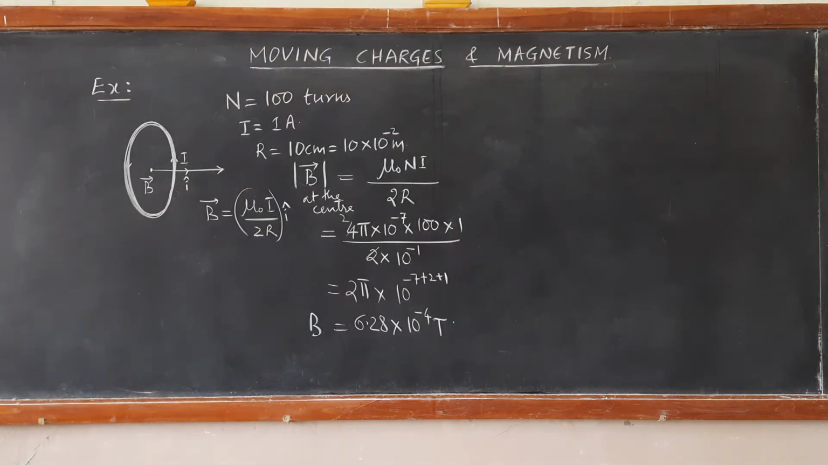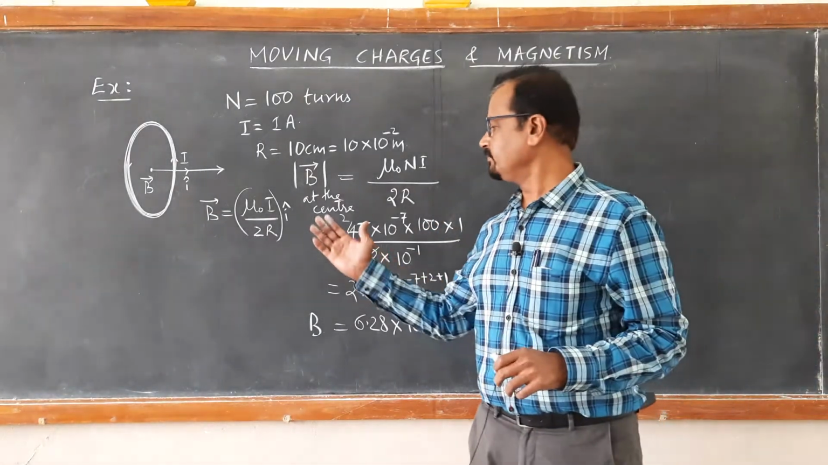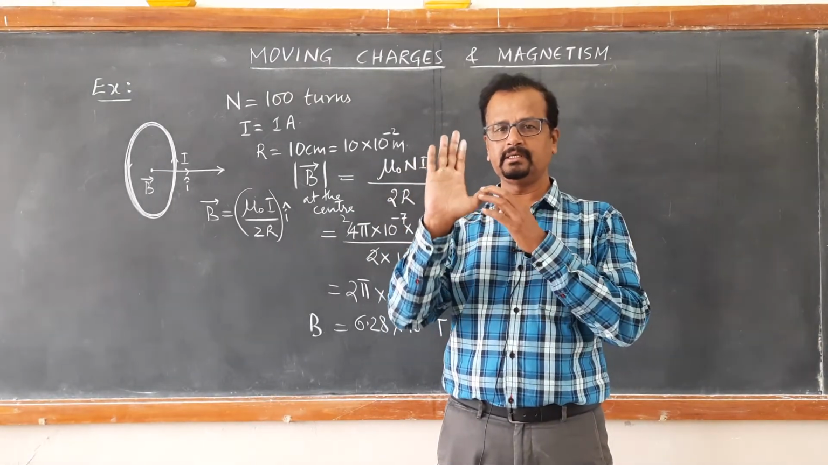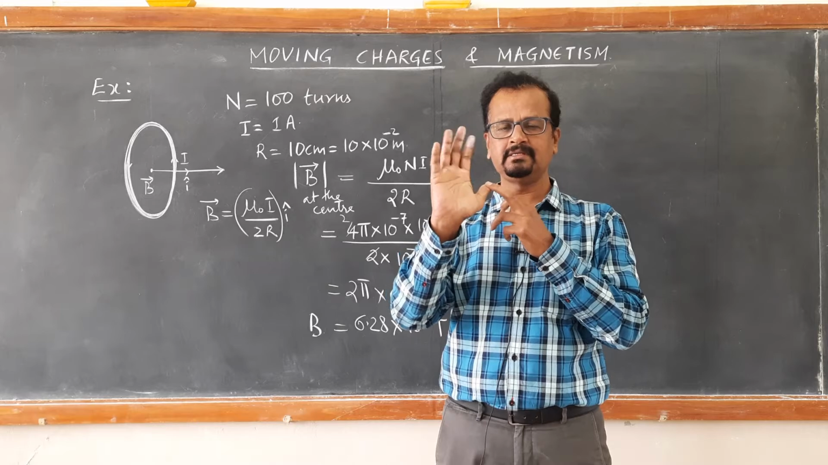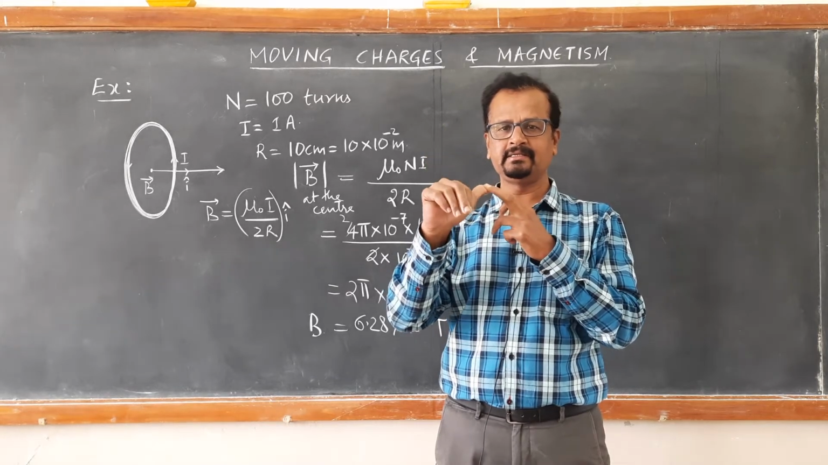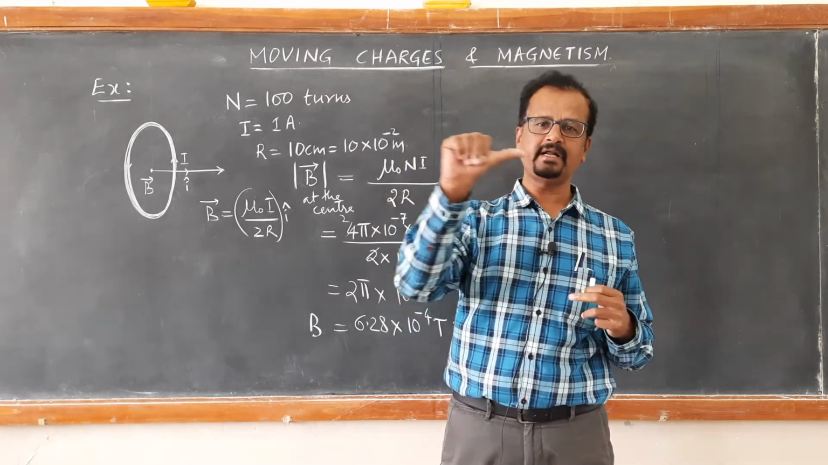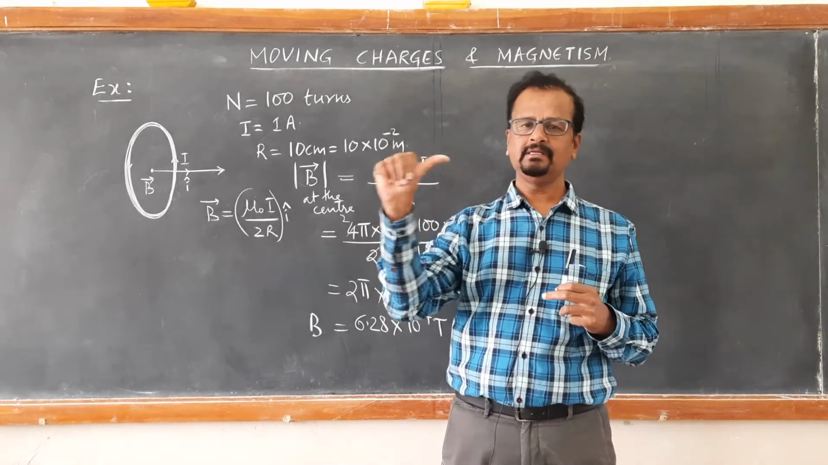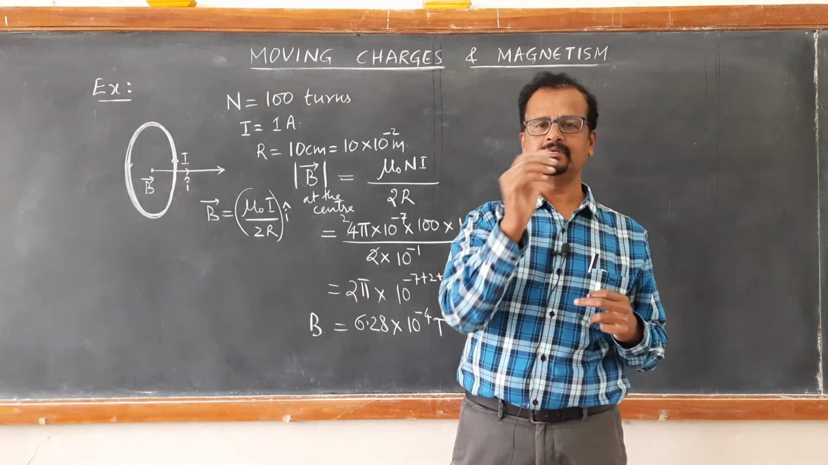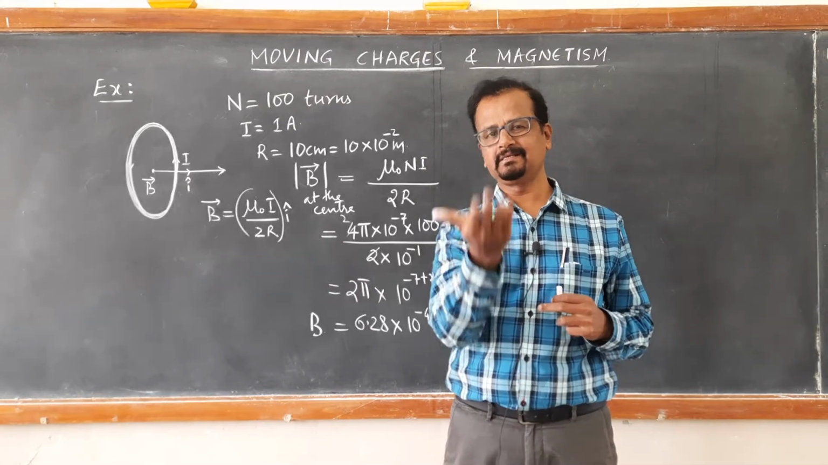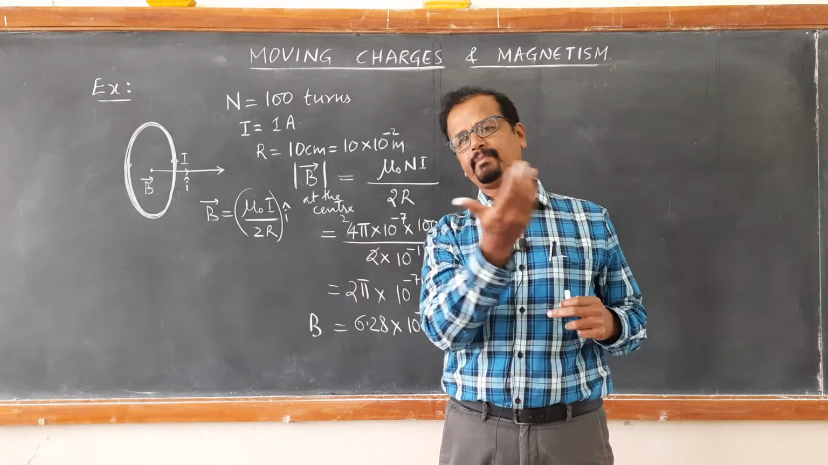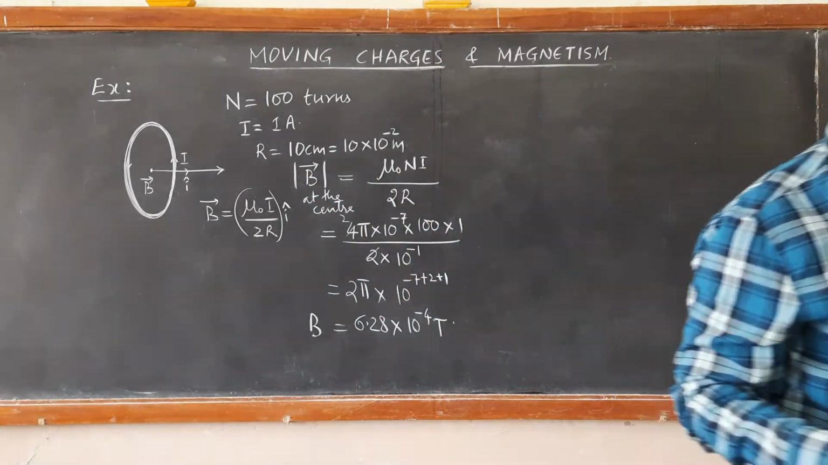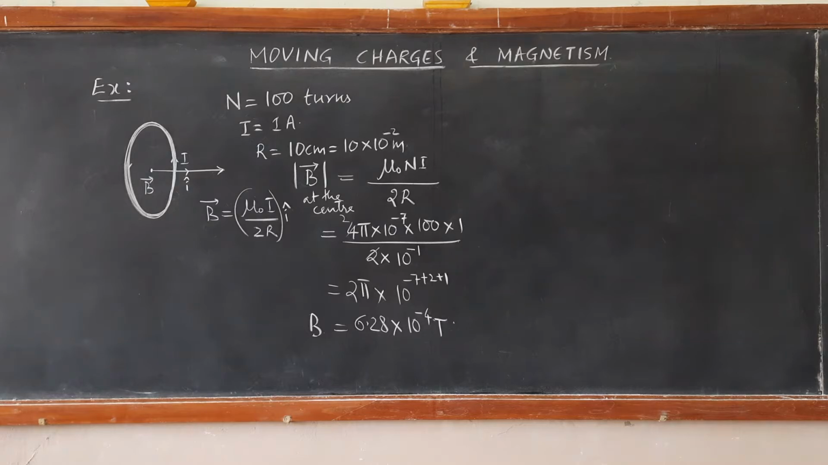And as I said, the direction of the magnetic field will be found using the right hand rule. Turn all four fingers along the direction of current. Then the thumb shows the direction of magnetic field. So if it is anticlockwise, you can see the thumb will be in this direction. If it is clockwise, the thumb is reversed. The magnetic field will be on the other side, right? So this is a simple problem of a current carrying coil.